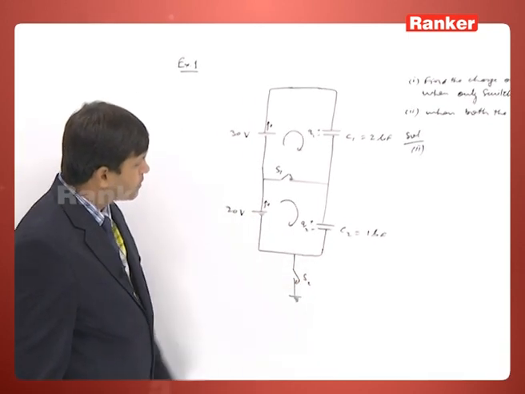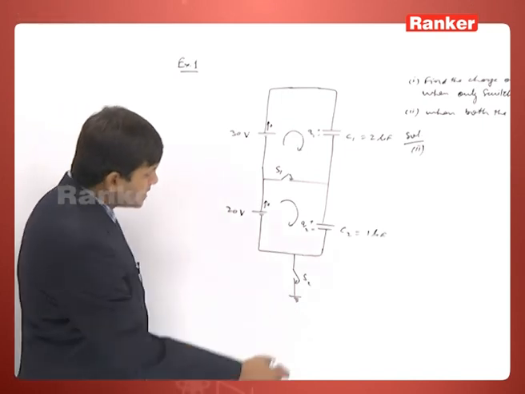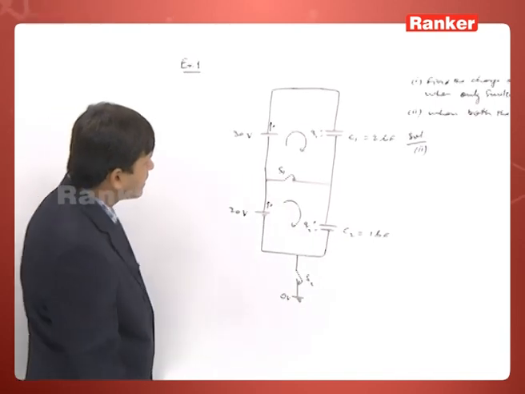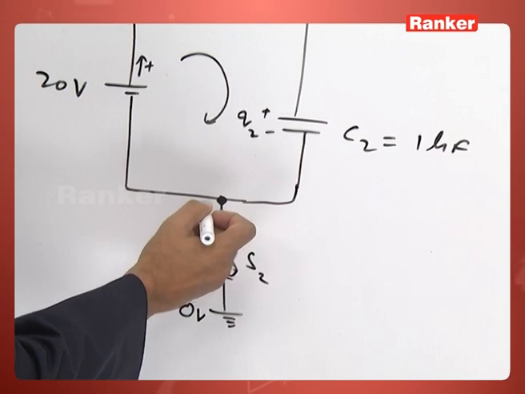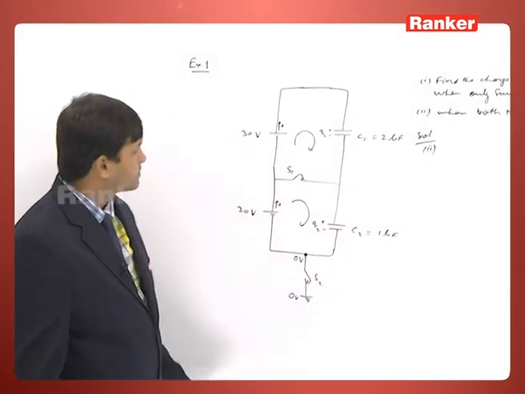So what is the meaning of this? This point has been earthed. Earth means this is at 0 volt or 0 potential. So the potential of this point will also be 0 volt. This is the only meaning of this statement.